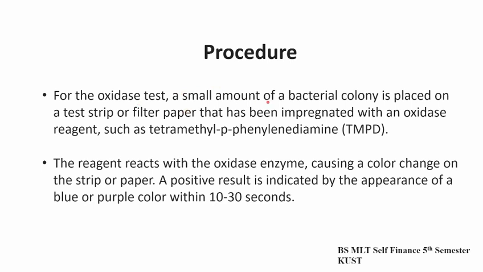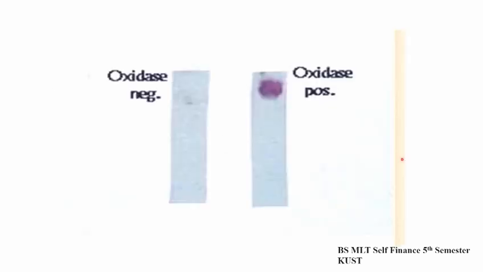The procedure is so simple. A small amount of a bacterial colony is placed on a test strip or filter paper that has been impregnated with an oxidase reagent such as TMPD. The reagent reacts with the oxidase enzyme, causing a color change on the strip or paper. A positive result is indicated by the appearance of blue or purple within 10 to 30 seconds. If it extends beyond that duration, the result may be negative. First, we can see the oxidase negative. There is no color appearance on this slide, which means that oxidase is negative. If color appears between 10 to 30 seconds, it means that oxidase is positive.